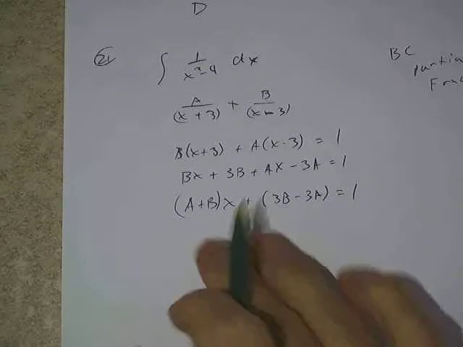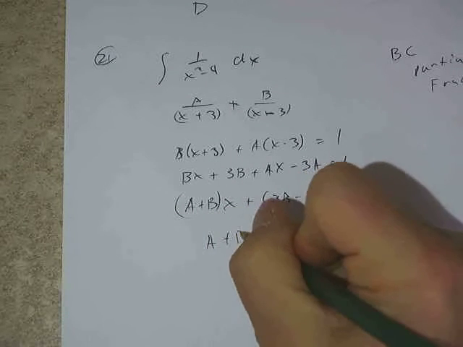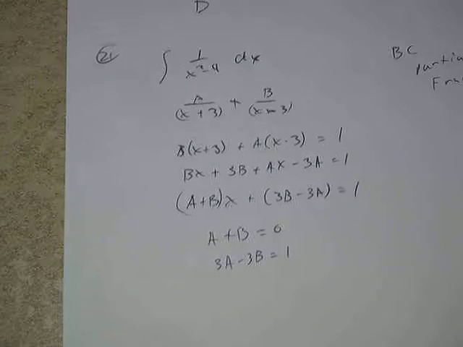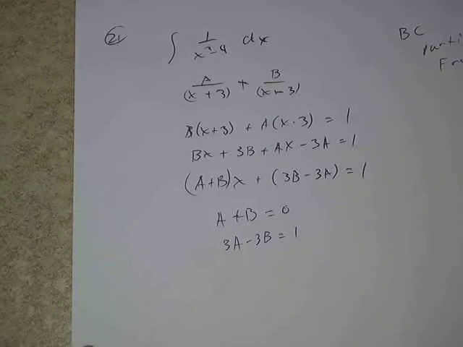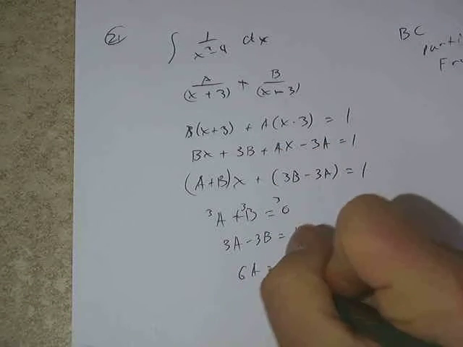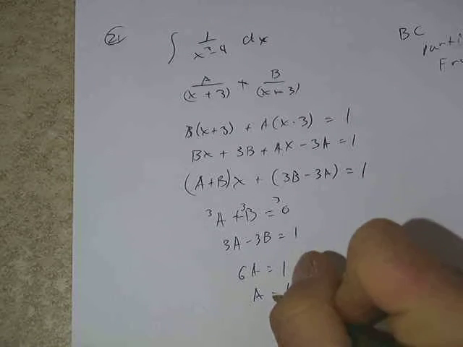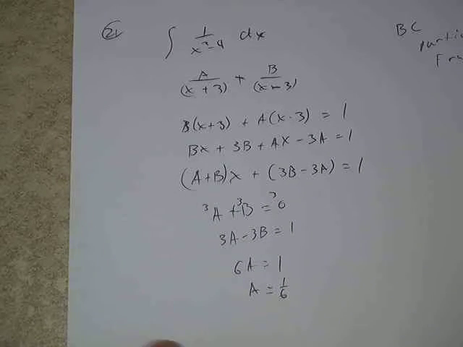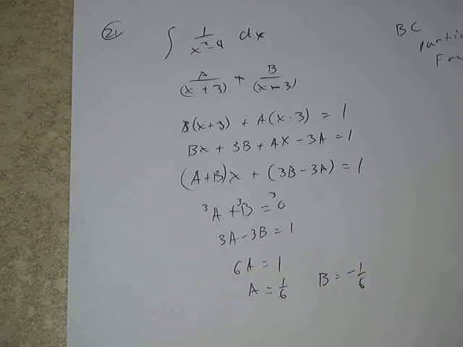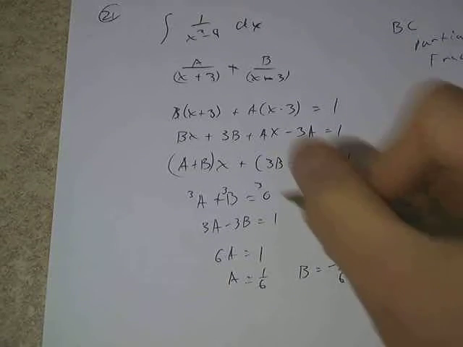And again, we're equating the polynomial on the left with the polynomial on the right. So a plus b would have to equal 0 because there is no x term on the right. We know that 3a minus 3b would equal 1. That's the constant part. And ultimately, if we multiply these all by 3 and then add it together, we'd get 6a equals 1. So a would be 1/6. And if a is 1/6, that means that b is going to be negative 1/6. Yeah, we know that a plus b is equal to 0.